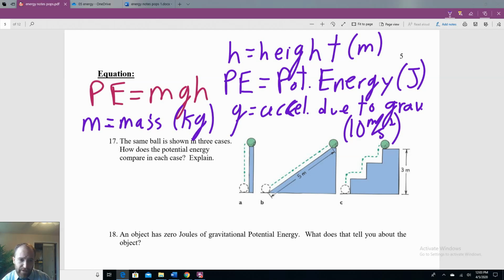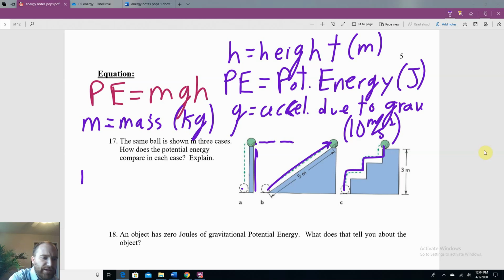Alright, let's see if we can work with this idea a little bit. 17. The same ball is shown in 3 cases. How does the potential energy compare in each case? So we've got this ball, it's up here. We can bring it to the top of this thin vertical thing, straight upwards, or we can move it up a hill, or we can zigzag it up some stairs. How does the potential energy compare? What I mean by that is, is A bigger than B, or is C bigger than, how do these compare?